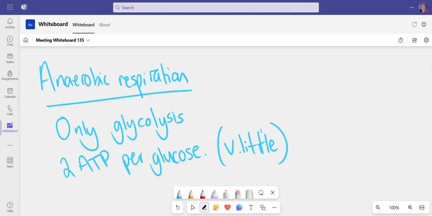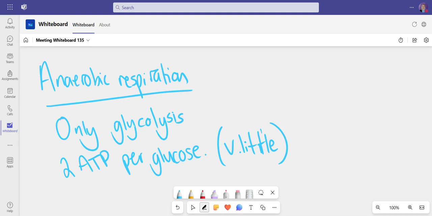So we're going to feel tired. And the time when we start to do anaerobic respiration is usually when we're exercising so much that we're using up the oxygen in aerobic respiration faster than we can breathe it in. And then our cells need to revert to anaerobic respiration. We can still get a little bit of glucose, but not very much.